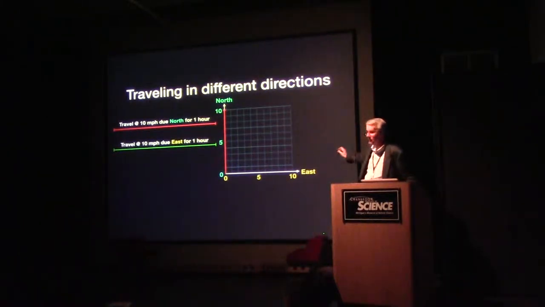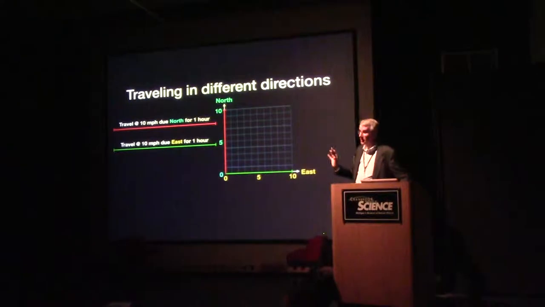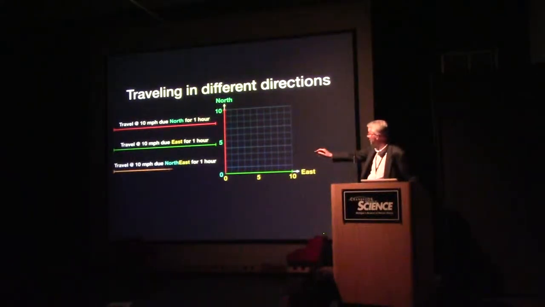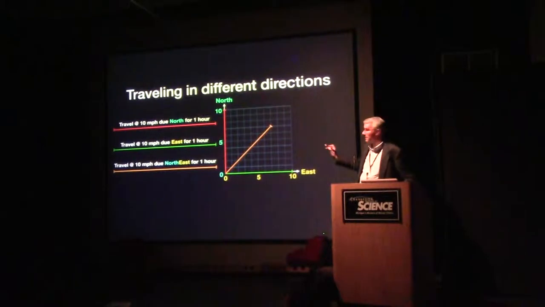Do it again, this time travel east instead of north. End of 1 hour, you're 10 miles east, right? Okay, here comes the tricky bit. Now travel 10 miles per hour due northeast. So you go this way for 1 hour, okay? At the end of 1 hour, right, by the way, this is not a cheat.